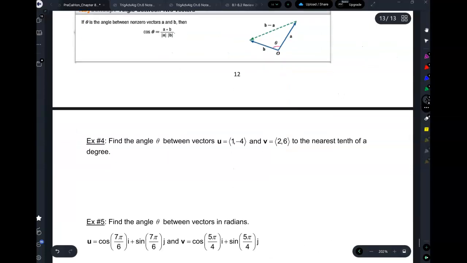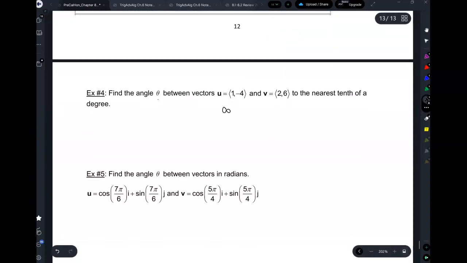Okay, so let's do an example. Find the angle theta between the two vectors U and V. So the formula is cosine theta is U dot V over the magnitude of U times the magnitude of V, like this.